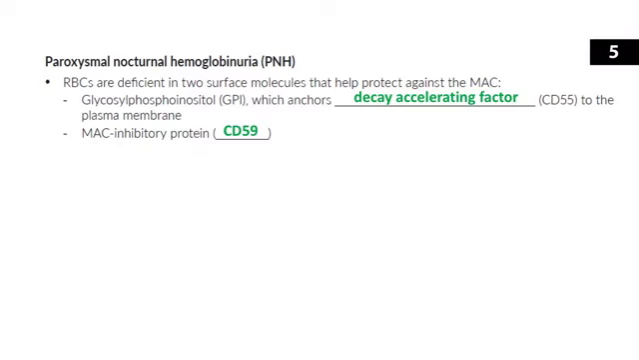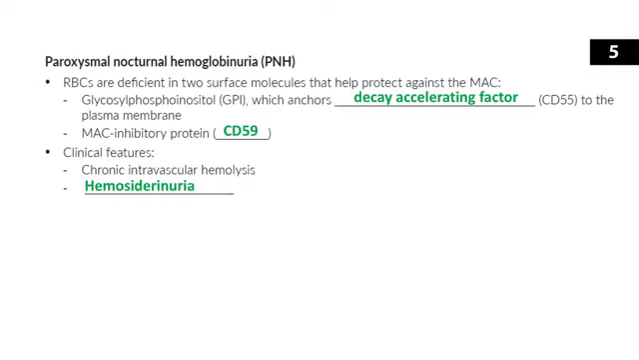So, if you don't have those two molecules, CD55 and CD59, you can get complement-mediated damage of the red blood cells. So your red blood cells are being attacked and lysed by complement, which leads to chronic intravascular hemolysis. And then the hemoglobin in the red cells ends up in the urine and causes hemosiderinuria and red coloring in the urine, which is a classic finding. Another unique finding in PNH is thrombosis, because platelets also get destroyed and they release their prothrombotic components.